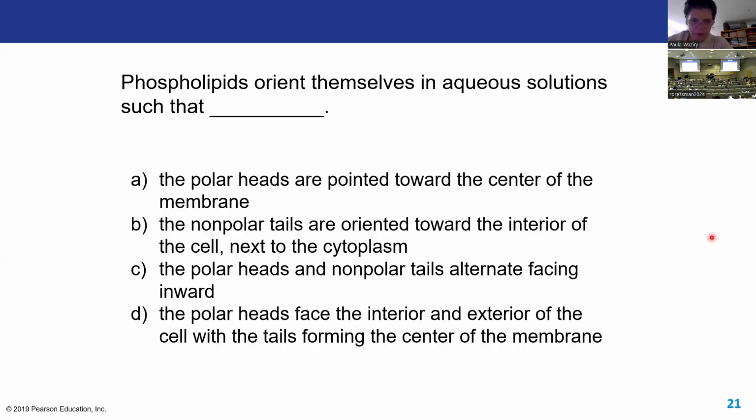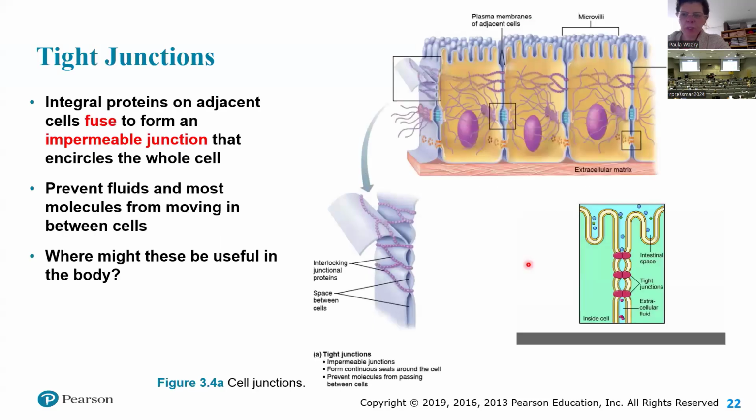Fifteen seconds. Five seconds. All right, and the answer? All right, D. What is the answer here? They said D. Polar heads face the interior and the exterior of the cell with the tails forming the center of the membrane. Okay, that's fine. Your answer is D. Okay, and then we're going to look at tight junctions.